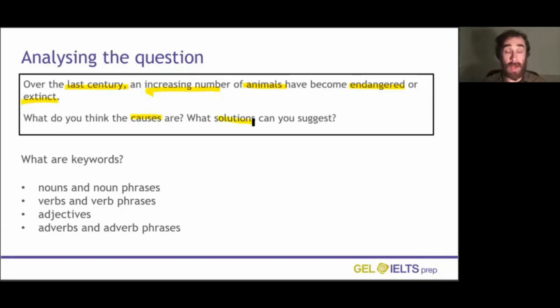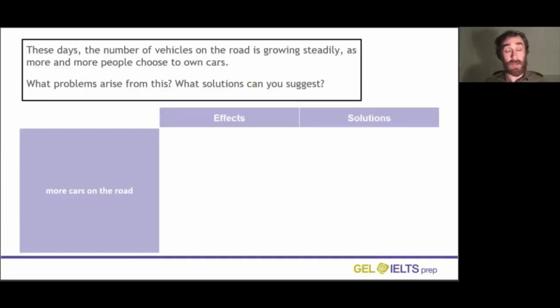Okay, so this question about animals is different to the question about cars because it asks us not for the effects of the problem, but for the causes of the problem. And as always, we need to talk about the solutions in our essay. So now that we've understood the question, it's time to brainstorm ideas to put into our body paragraphs. It's absolutely essential that you use this brainstorming time because if you try to think of ideas while you're writing, you will not have a good structure and you will probably waste a lot of time.